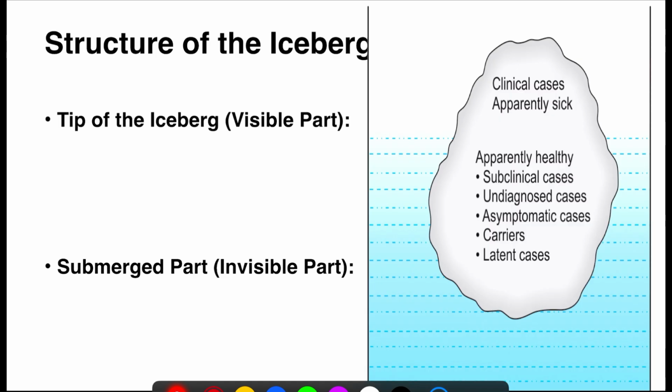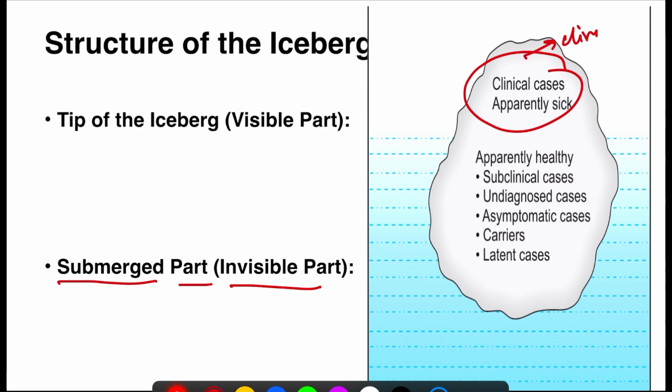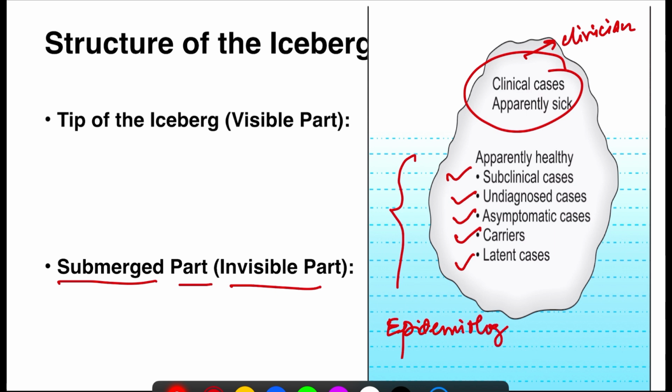So the structure of an iceberg constitutes two parts: the tip of the iceberg, that is the visible part, and the submerged part, that is the invisible part. These are the cases which are visible to us. A clinician sees the tip of the iceberg, while the submerged portion constitutes your subclinical cases, the cases which are not diagnosed, asymptomatic cases, carriers, latent cases. An epidemiologist is more concerned with the hidden part of the iceberg.